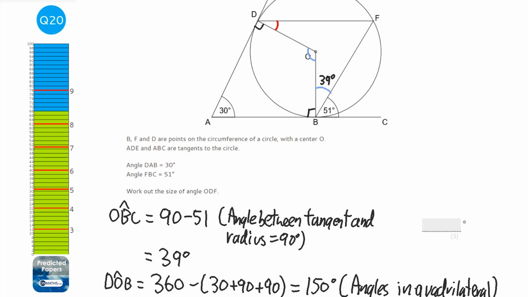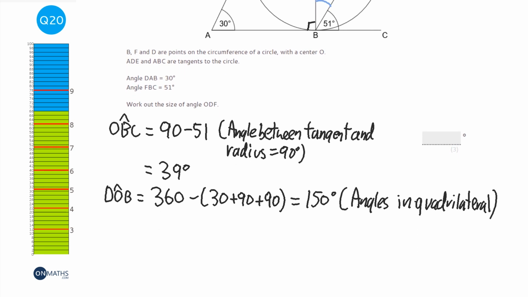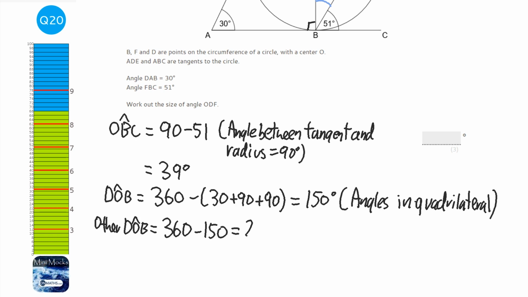Okay, so angle DOB we've got as 150. So let's mark that on our diagram. So we can work out this angle here. It's very difficult to know what to call this angle because we've already called DOB once. So we could call this other DOB. Let's go for that. Other DOB equals 360 minus 150. And the reason for that is just angles on a point. So that's 210 degrees, angles on a point.